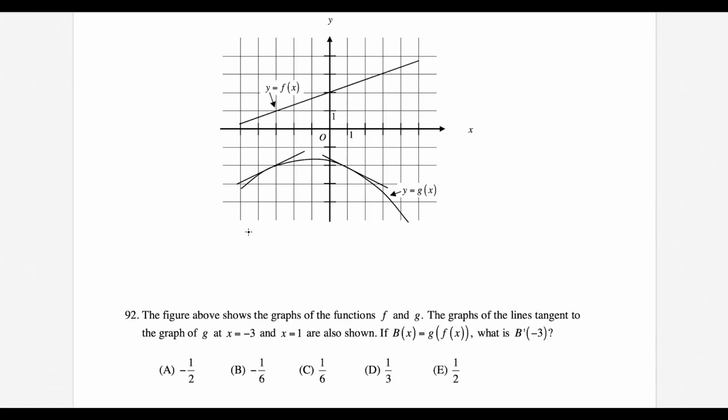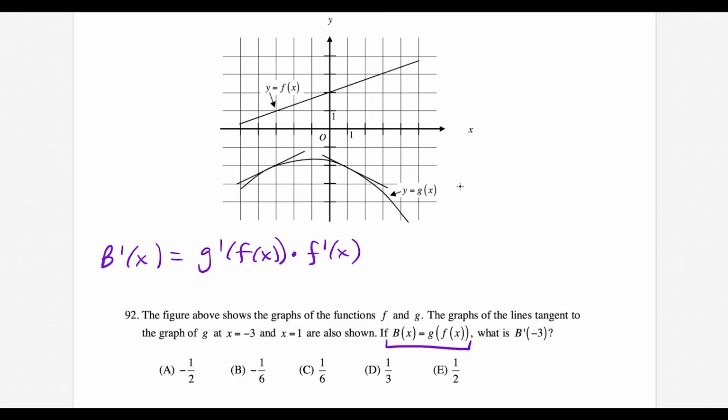So for question 92, we just have to use the chain rule again. We have the graph of f and g, and we have lines tangent to the graph of g at -3 and 1. And we're told b of x is equal to g of f of x. We want to find b prime of -3. So b prime of x, we're going to use the chain rule again, is the derivative of the outside, which is g prime. We keep f of x the same on the inside, and then we multiply by the derivative of the inside, which is f prime of x.